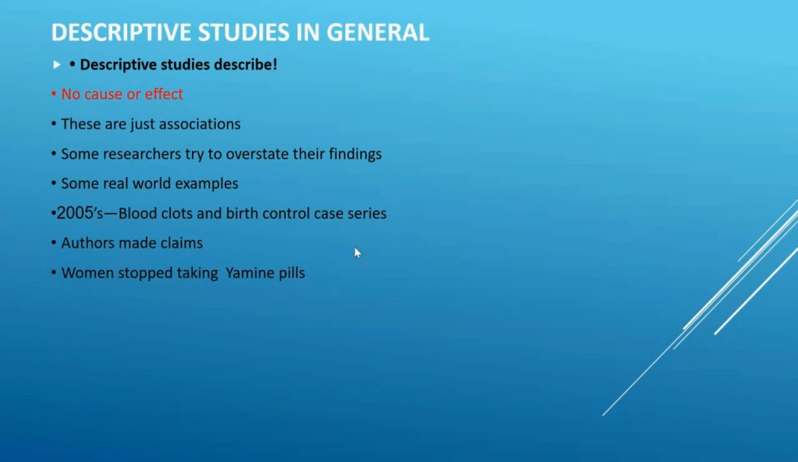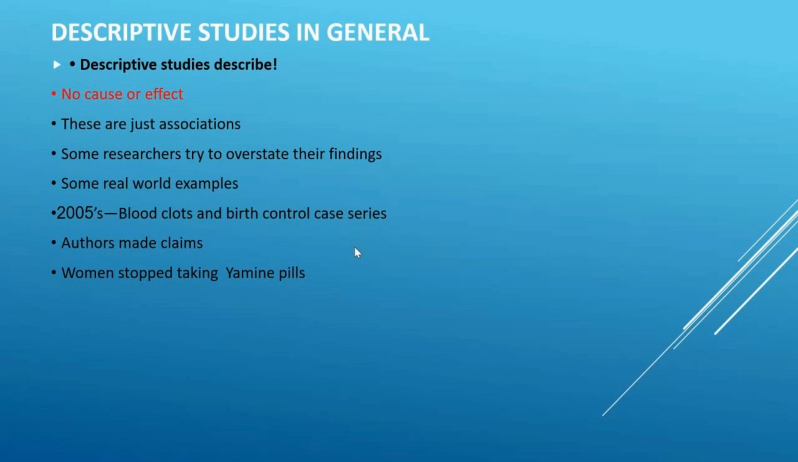So descriptive studies in general, they share the characteristics like no cause or effect relationship. These are just associations. And some researchers try to overstate their findings. Why? Because there is no control group. So they can just go on talking about the benefits of a certain intervention.